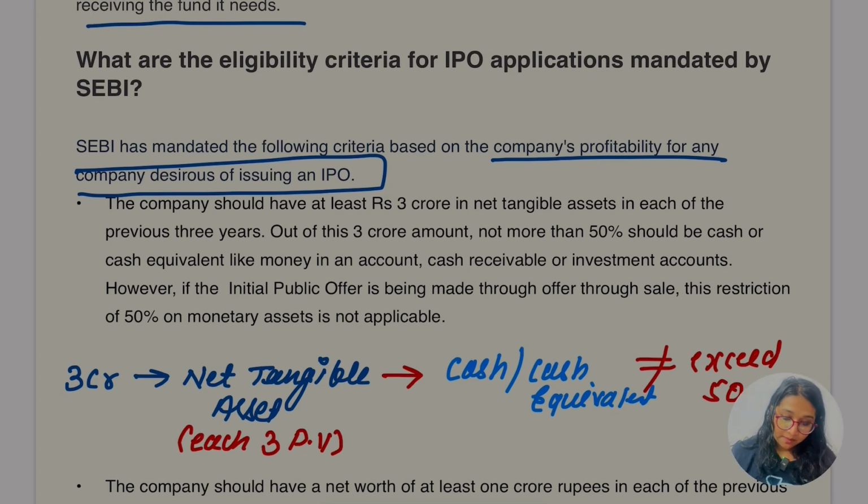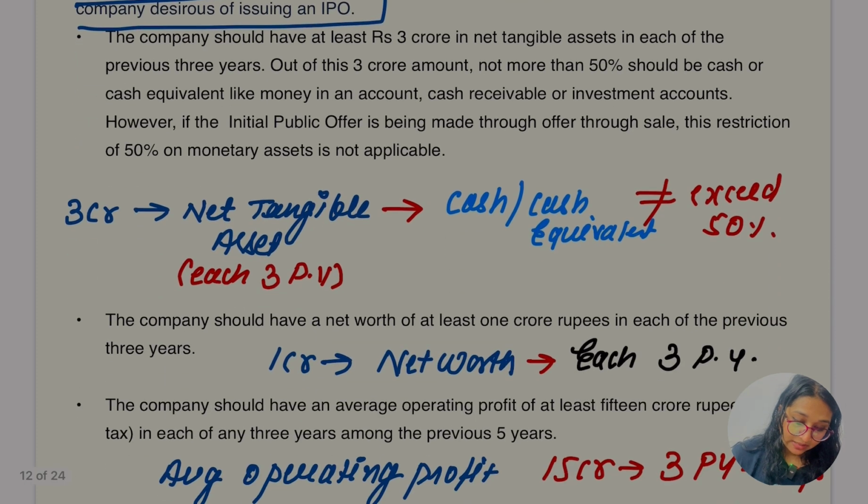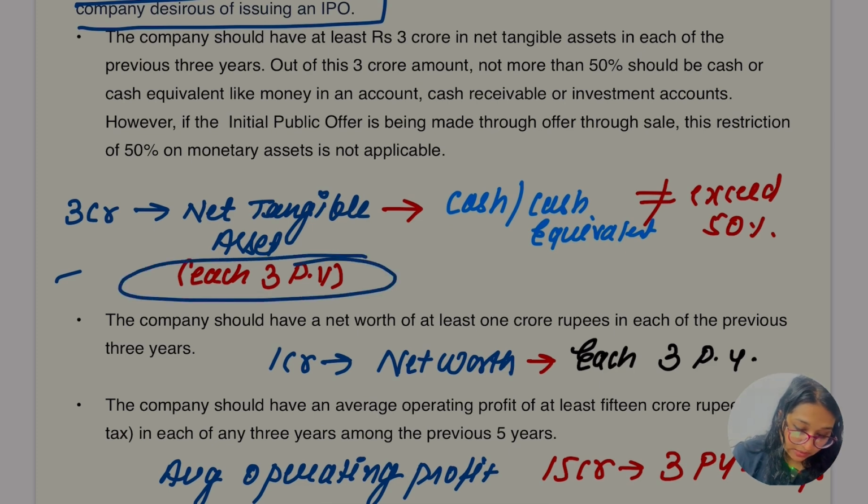Now the criteria are on the basis of the company's profitability, for any company desirous of issuing an IPO. Earlier it was on the basis of dematerialization and electronic form and some other requirements. But now it is done on the basis of company's profitability. So the company should have at least, first let me go for this part, the net tangible assets of a company should be 3 crore for each of the 3 previous years.